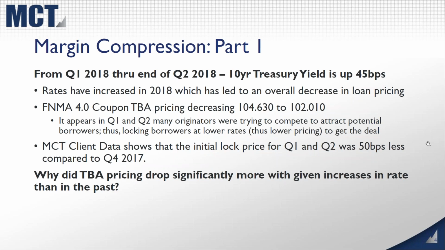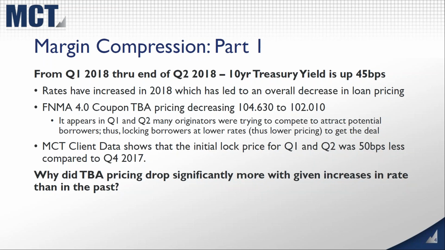So essentially, from the beginning of Q1 to the end of Q2 this year, Treasury yields are up 45 basis points. So essentially, rates are rising. If you even start back in Q4 of 2017, rates definitely went up. We were a little lower even before, and now have gone up. So rates have increased from Q4 2017 all the way to present day.